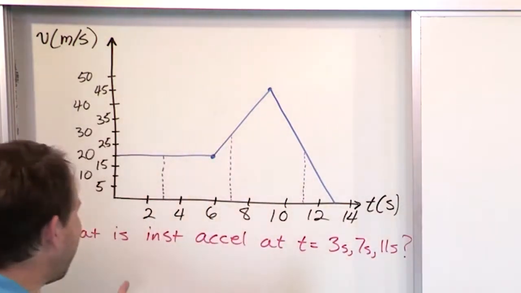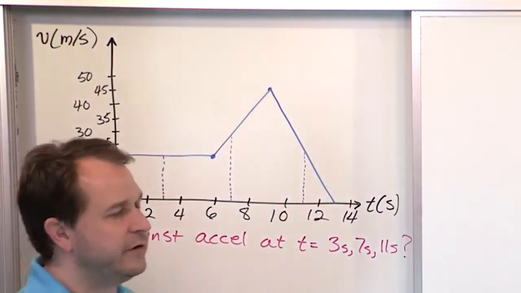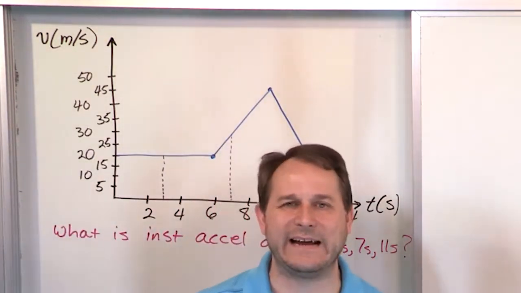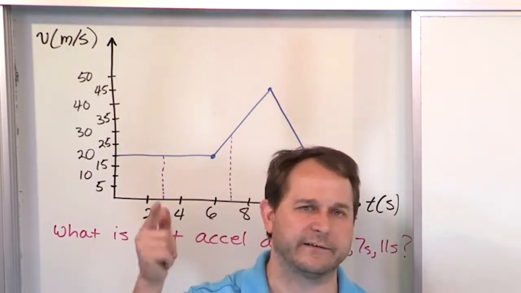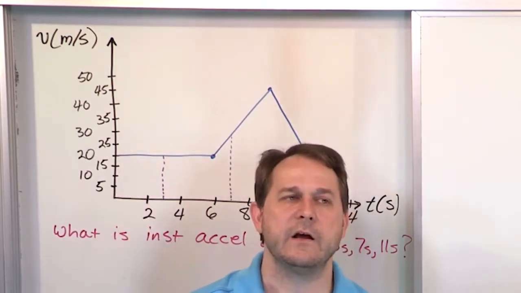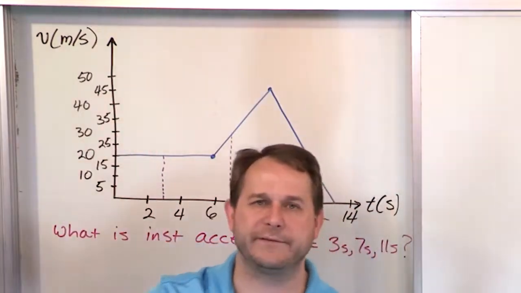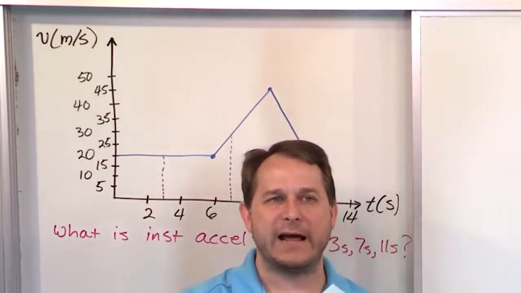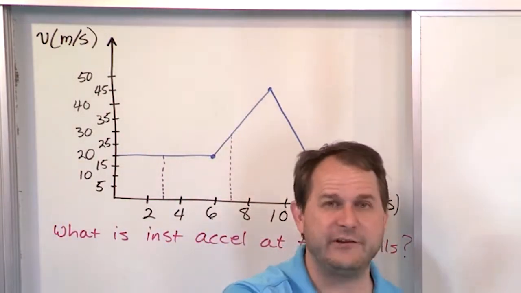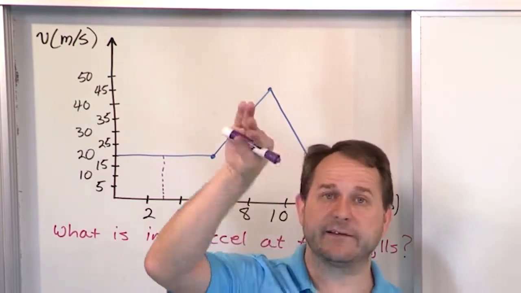First of all, they asked you for the instantaneous acceleration. When they ask you for instantaneous anything, you should be thinking, that's the slope of the line tangent to the curve, right? So if it was a wiggly curve with humps and hills and valleys, then you would have to draw a line tangent as best you can and find the slope of that line.